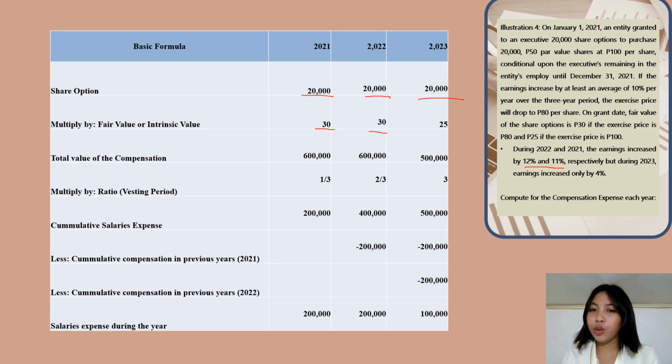So kay ang 2023, gi-mention man dire nga during 2021 ning increase ra siya og 4%. So wala siya nakapasok sa atong 10% nga average. So atong gamiton ang iyang 25 nga fair value kay exercise price is 100. Wala man siya kasud sa 10%. So 25 naa na tay 500,000, multiply sa vesting period naa tay 500,000, less sa cumulative compensation sa previous years which is 200,000 sa 2021, 200,000 sa 2022. Naa na naman tayo salaries expense sa 2023 which is 100,000.